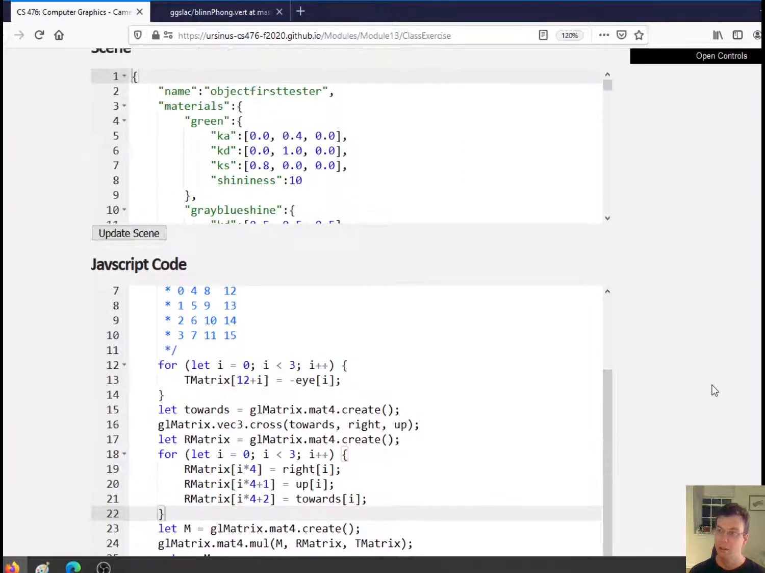Okay. So now we're going to move on to talking about projection matrices. So take a deep breath and hit next and we'll go on to that.